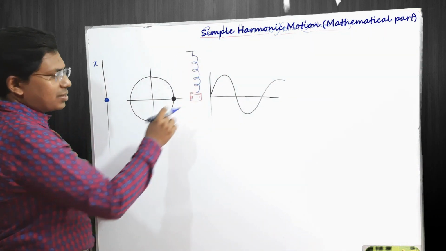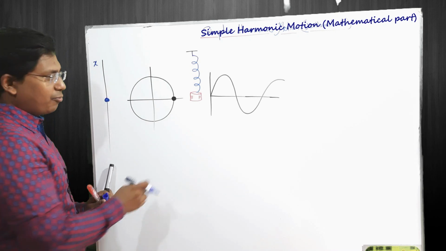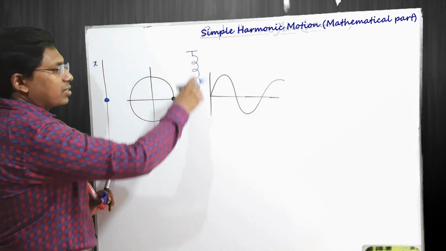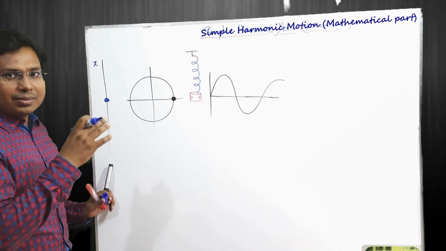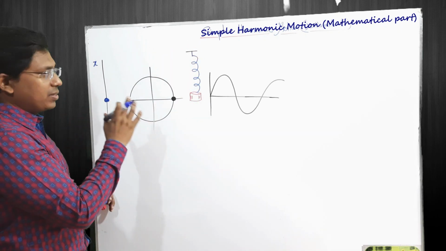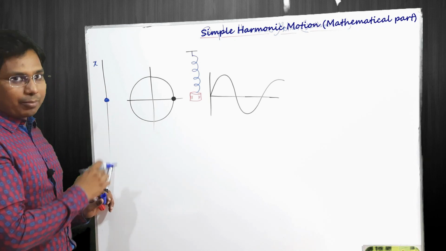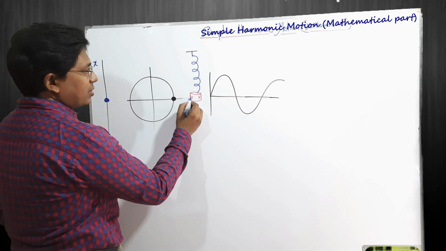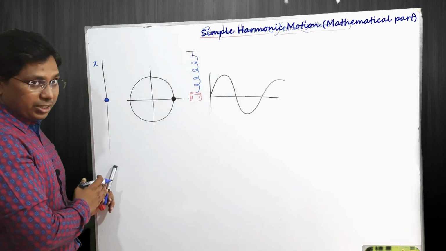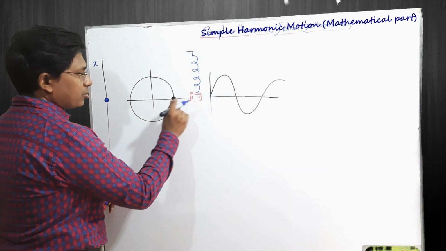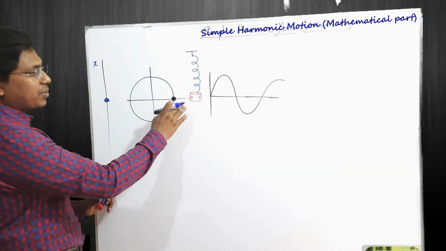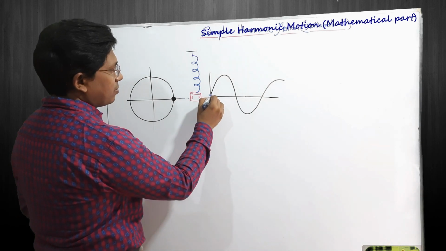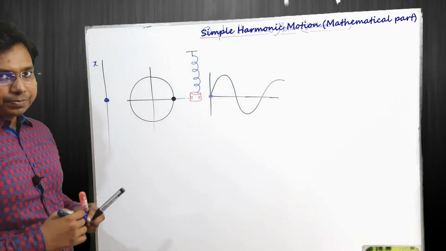And side by side we consider a spring. When we pull it down and release it from here, it will start vibrating. And we know the vibrating or oscillation of a spring is a simple harmonic motion. We consider the position here is called the equilibrium position. It's similar to this point. And we express this oscillation by using this sine graph. The starting position of this graph is also here.